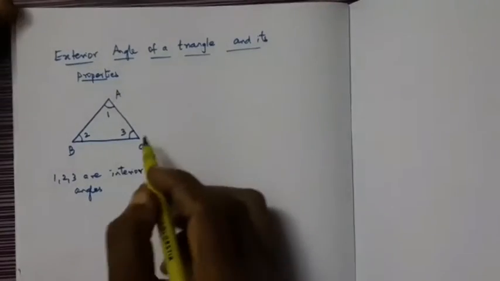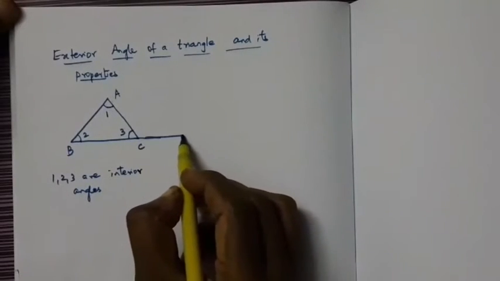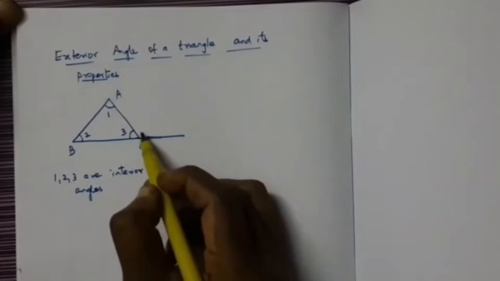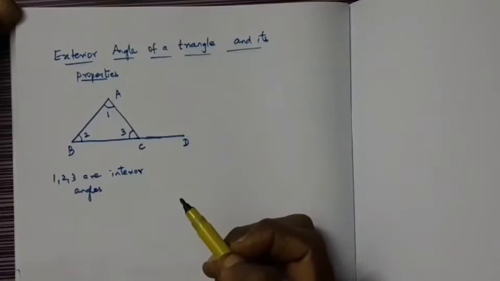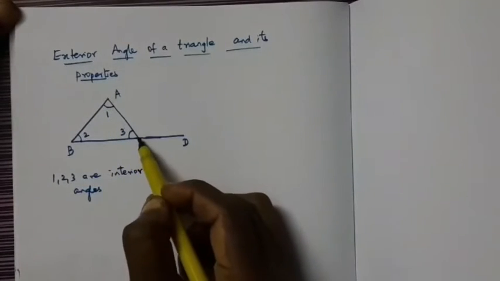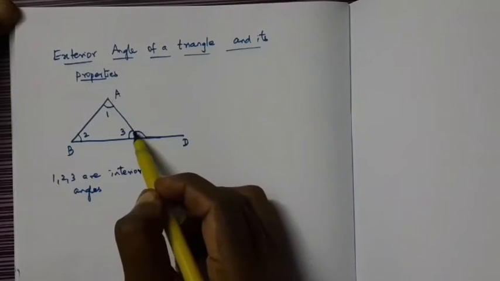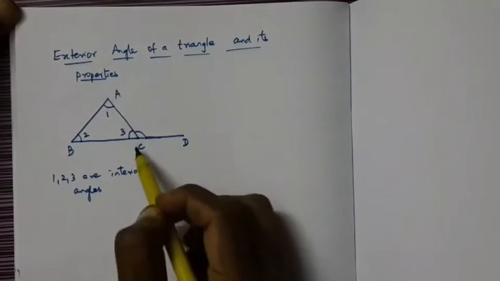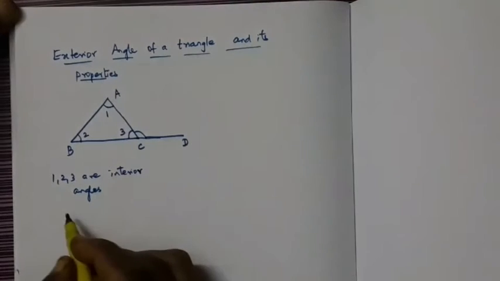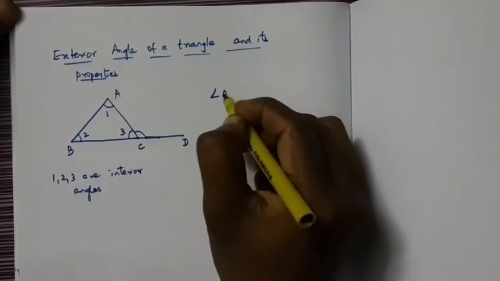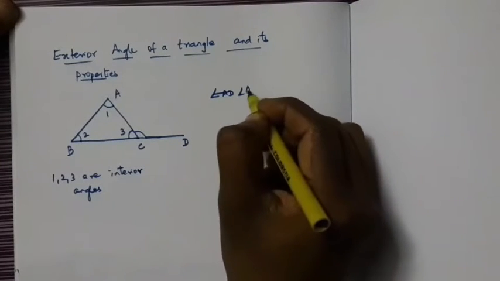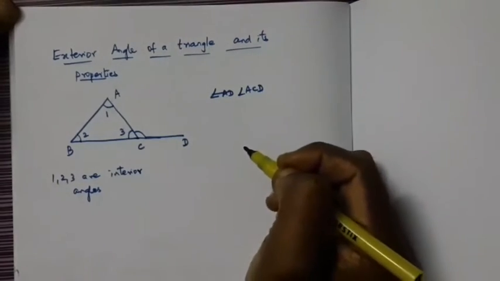What is an exterior angle? If I extend the line like this, there is some angle between this line and I will mark it as D. There is an angle between this line AC and CD, that is from here to here. This angle is called an exterior angle. For example, angle ACD. Angle ACD is an exterior angle.